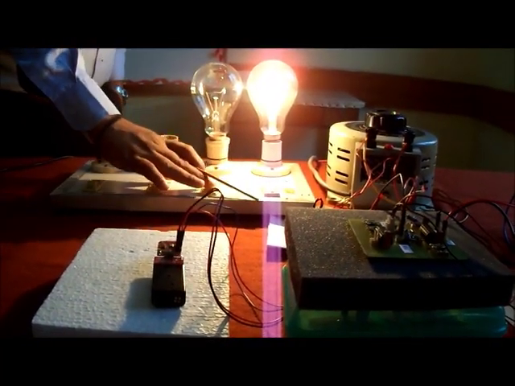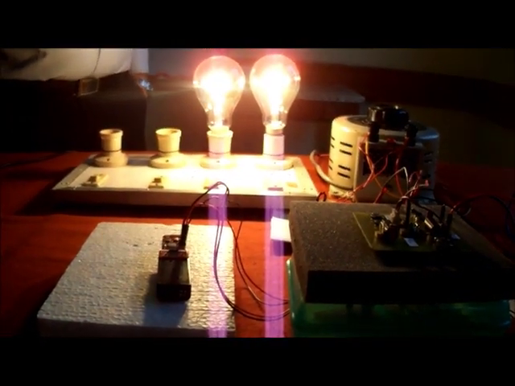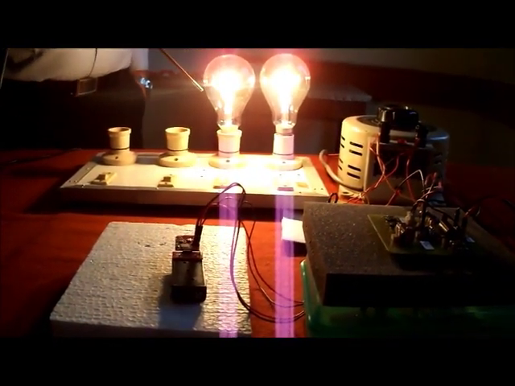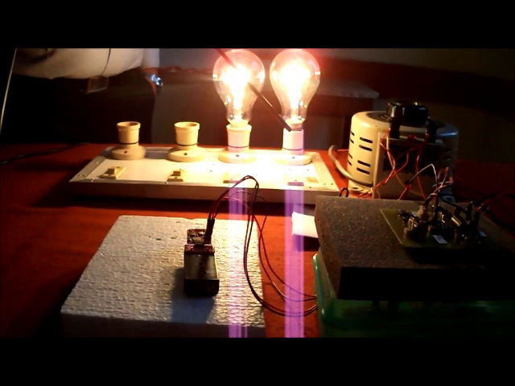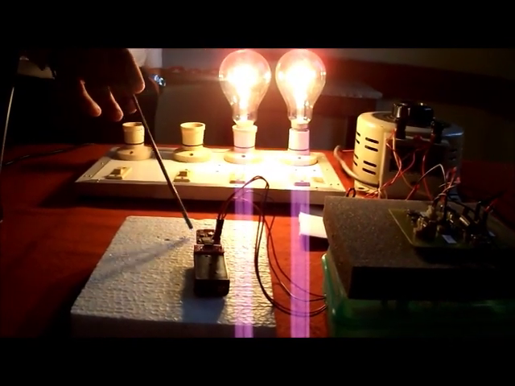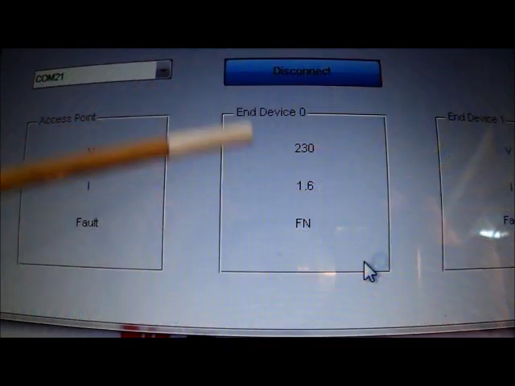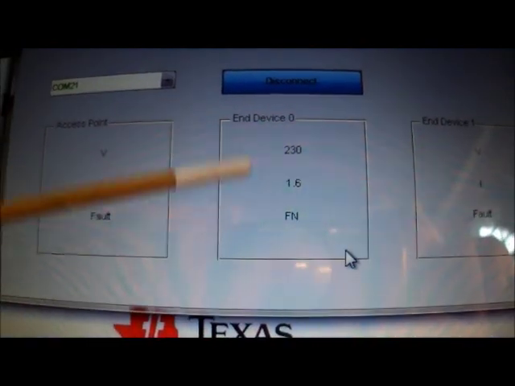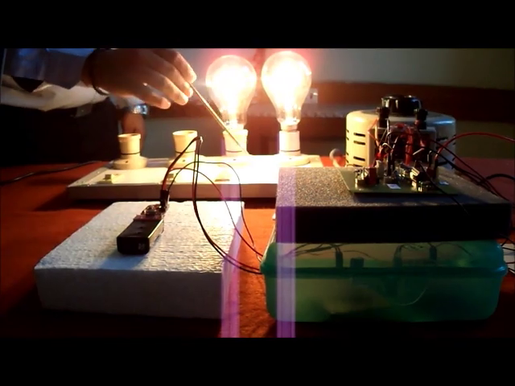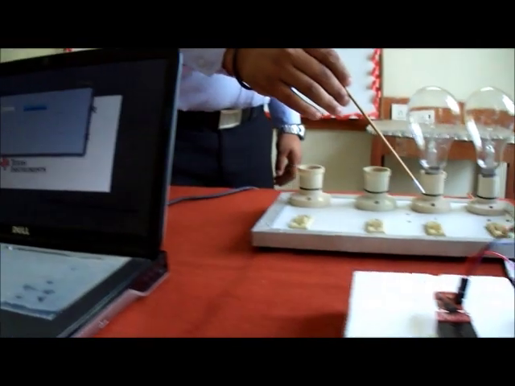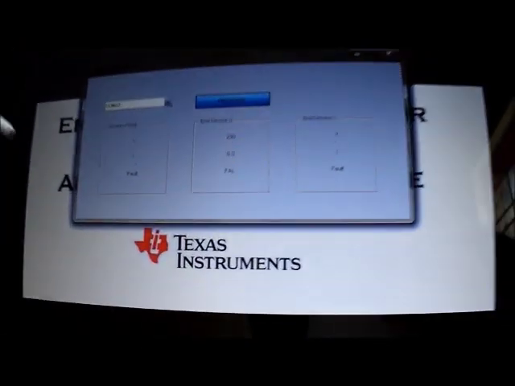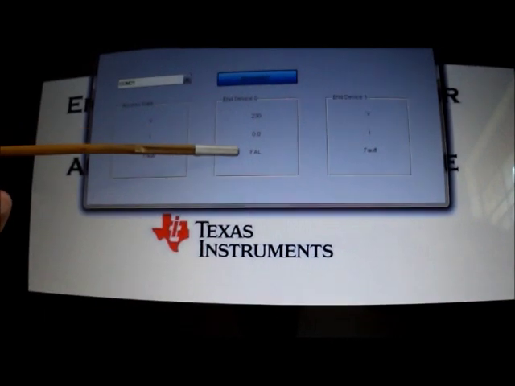When both the bulbs are switched on, the total lamp load draws 1.6 ampere current. Now these new values of current, 1.6 ampere, and voltage, 230 volt, are again transferred by Zigbee to the utility point, and on the GUI we are getting the same values. This FN means no fault is present in the system. Now, if we turn off both the lamps, it will be open circuited and it draws 0 current. This value is displayed in the GUI with fault detection.